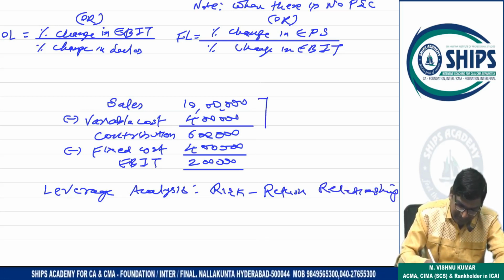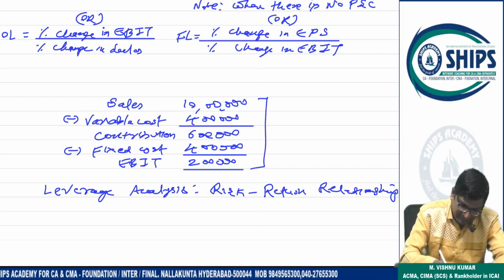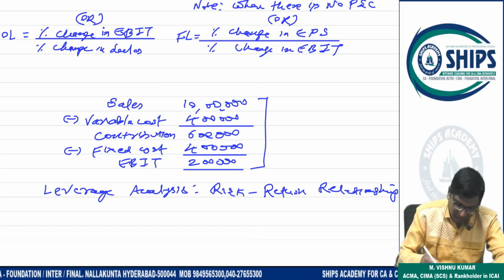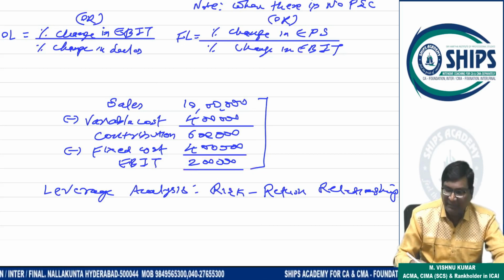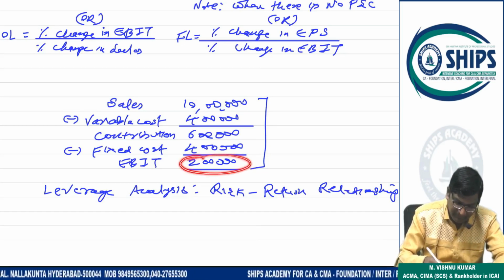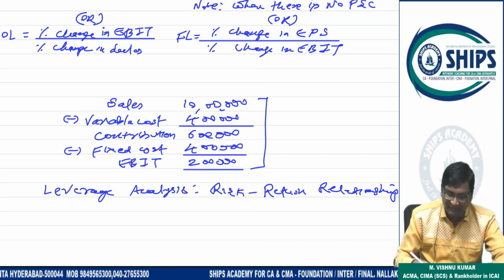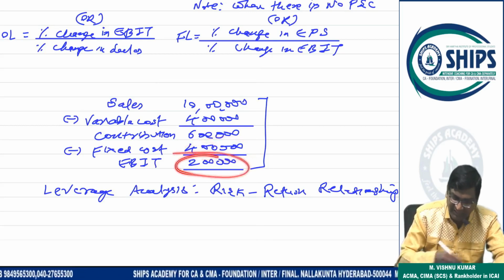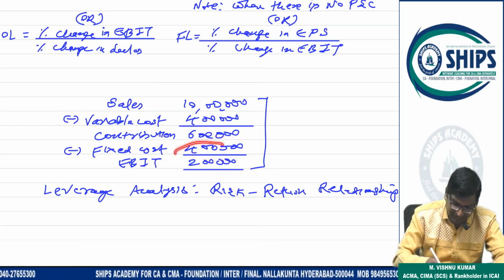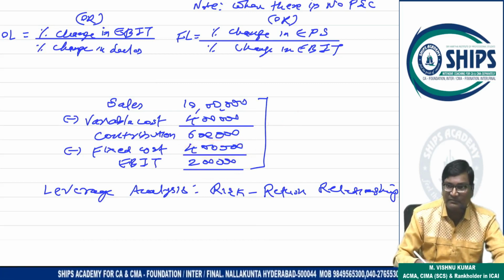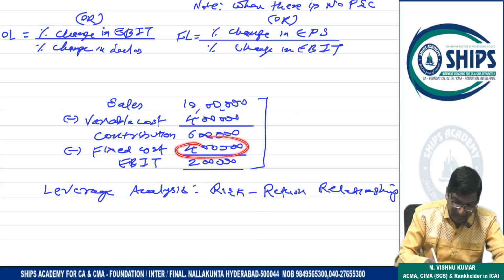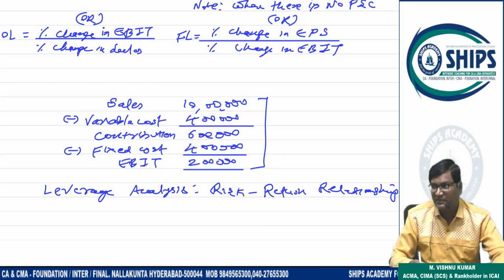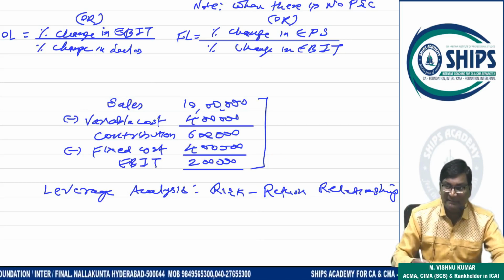So in this data, what is your risk? Fixed cost. What is your return? EBIT. Okay. So before this risk, what is the return? After this risk, what is the return? Before this risk, your return is contribution. After this risk, your return is EBIT. इसलिए फार्मूला बनाया उन्होंने contribution by EBIT. This is the reason why this formula is coming.